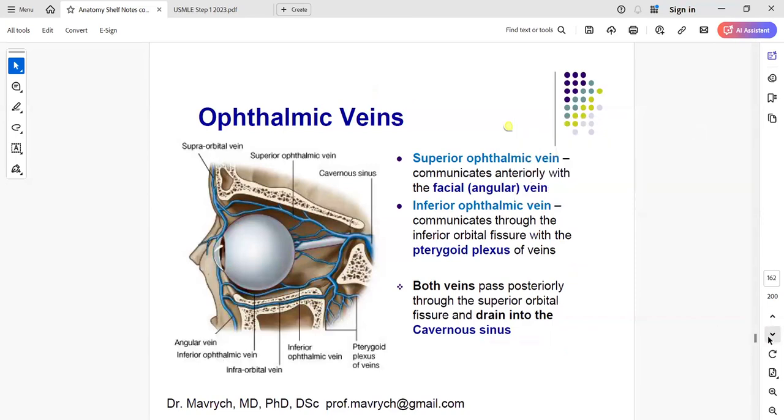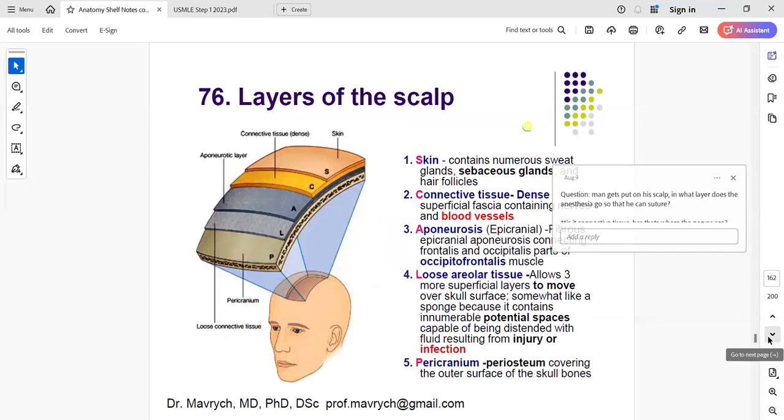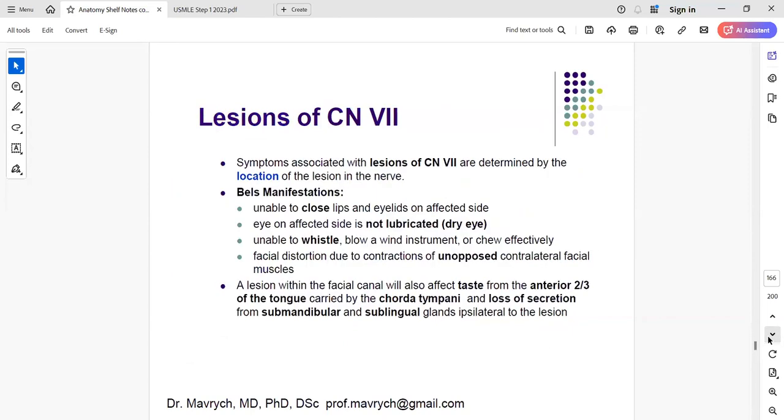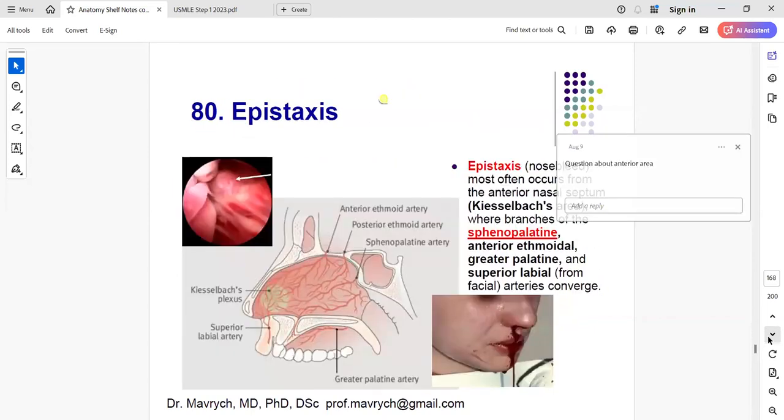Ophthalmic vein, no. Layers of scalp, nope. Bell's palsy is due to cranial nerve 7. Destruction, pretty basic.